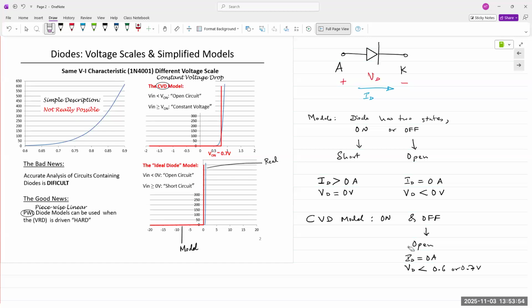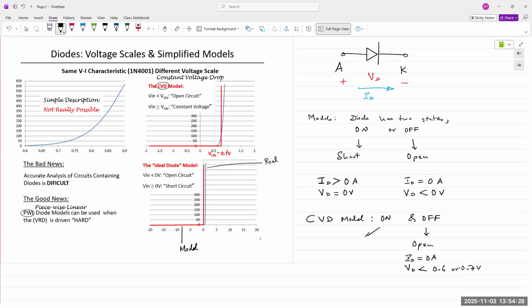Now, ideal diode does not require any voltage to turn on. You could say even at 0 volts, if both are the same, it would automatically turn on and provide a short circuit, so the voltage is equal to 0. In the CVD model, it mimics the voltage that is required to turn on, meaning if the turn on voltage is 0.6 volts, then the diode is modeled as a voltage source of 0.6 volts.